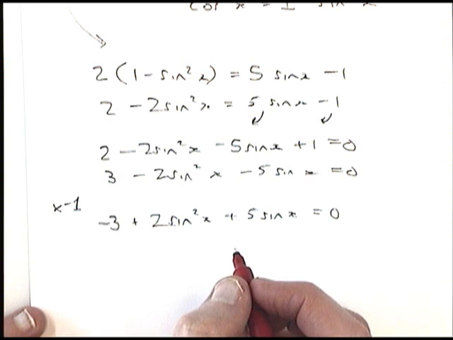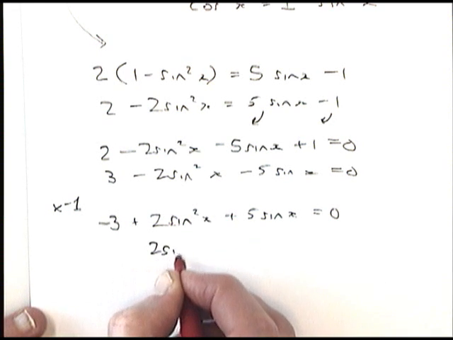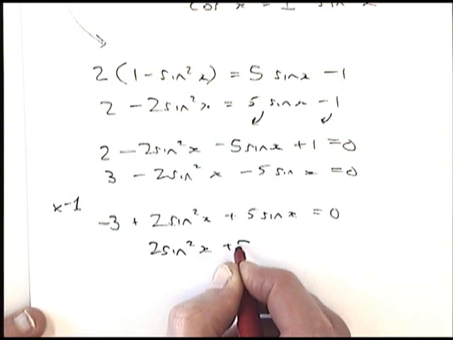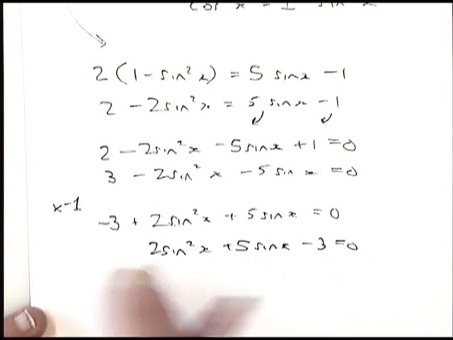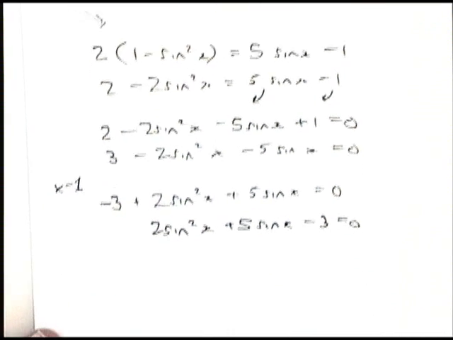So now I've actually got what they want, written in a different order, but they wanted 2 sine squared x plus 5 sine x minus 3 to equal 0. Just move the minus 3, and that's it. So that's part 1 complete.